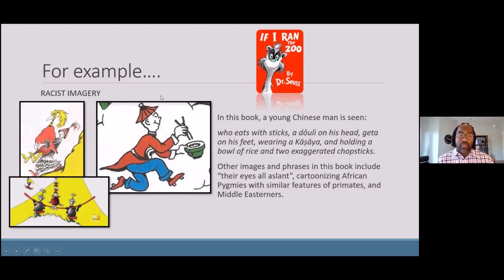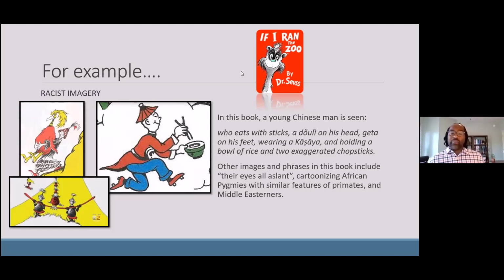So when you look at If I Ran the Zoo by Dr. Seuss, you can see that these are the images which are depicting inappropriately pygmies in Africa. On the left, I think that's depicting Cossacks in Eastern Europe. And on the right, which I want to focus on and provide a description for, is how this young Chinese man is eating with chopsticks, and the chopsticks are exaggerated and very large. And you can see on his head, he's wearing a doily, Gita on his feet, and a kesaya. And can anyone correct me on that?